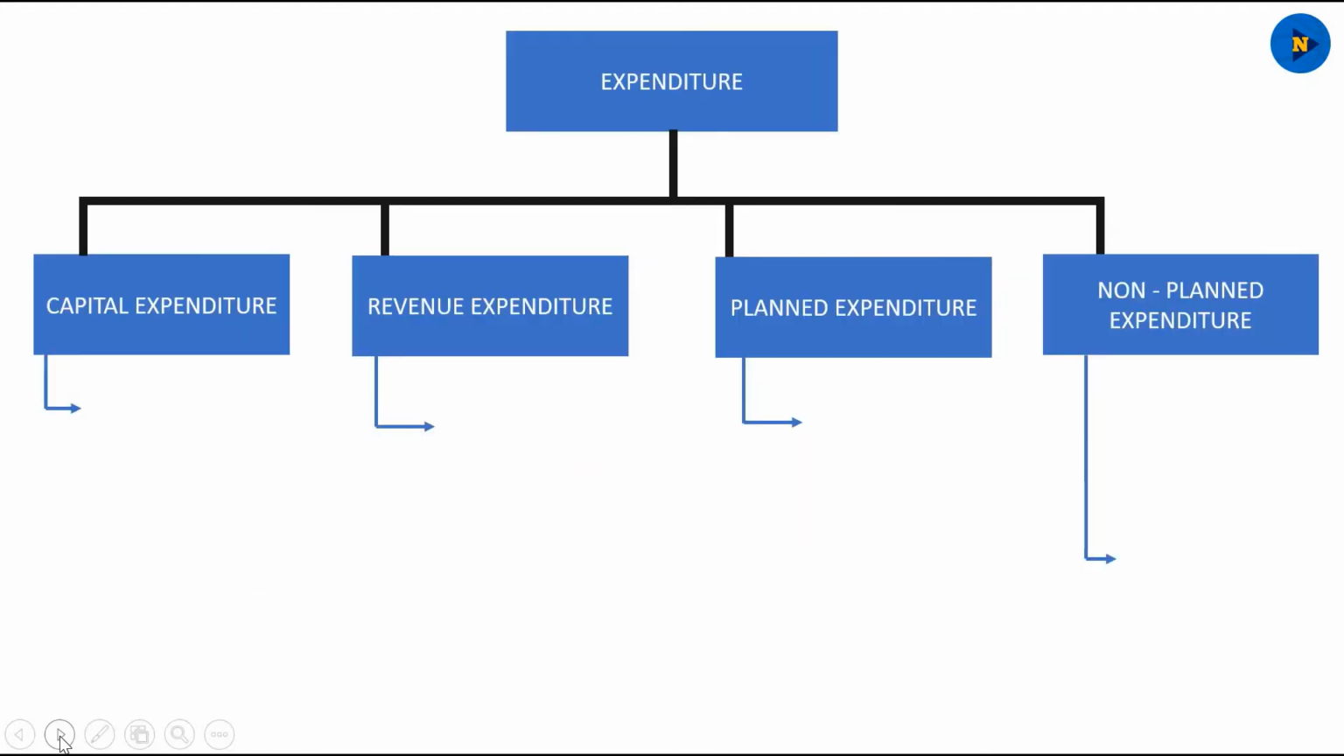Moving on. So, expenditure. We talked about the two types of revenue. Now let's look at the four types of expenditure. We have capital expenditure and revenue expenditure. So capital expenditure is any expenditure towards long-term assets.